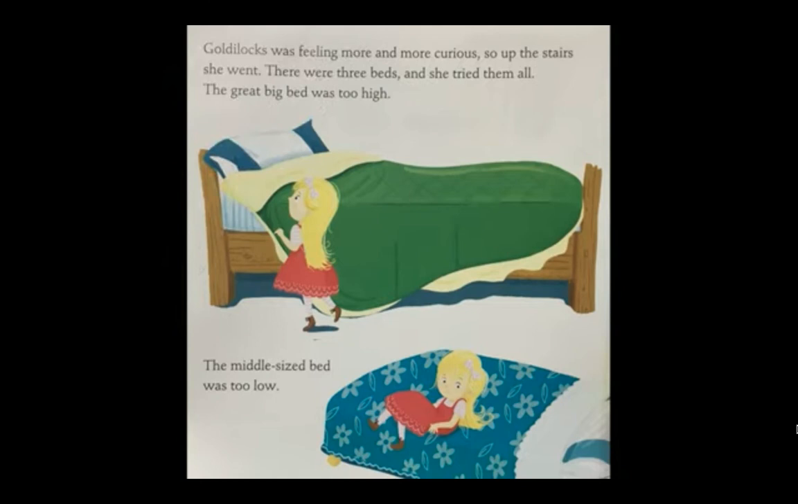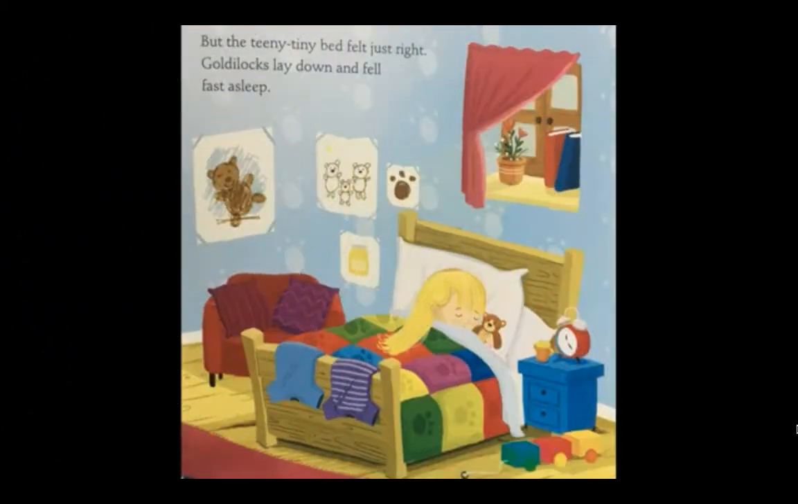Goldilocks was feeling more and more curious, so up the stairs she went. There were three beds, and she tried them all. The great big bed was too high. The middle-sized bed was too low. But the teeny tiny bed felt just right. Goldilocks lay down and fell fast asleep.